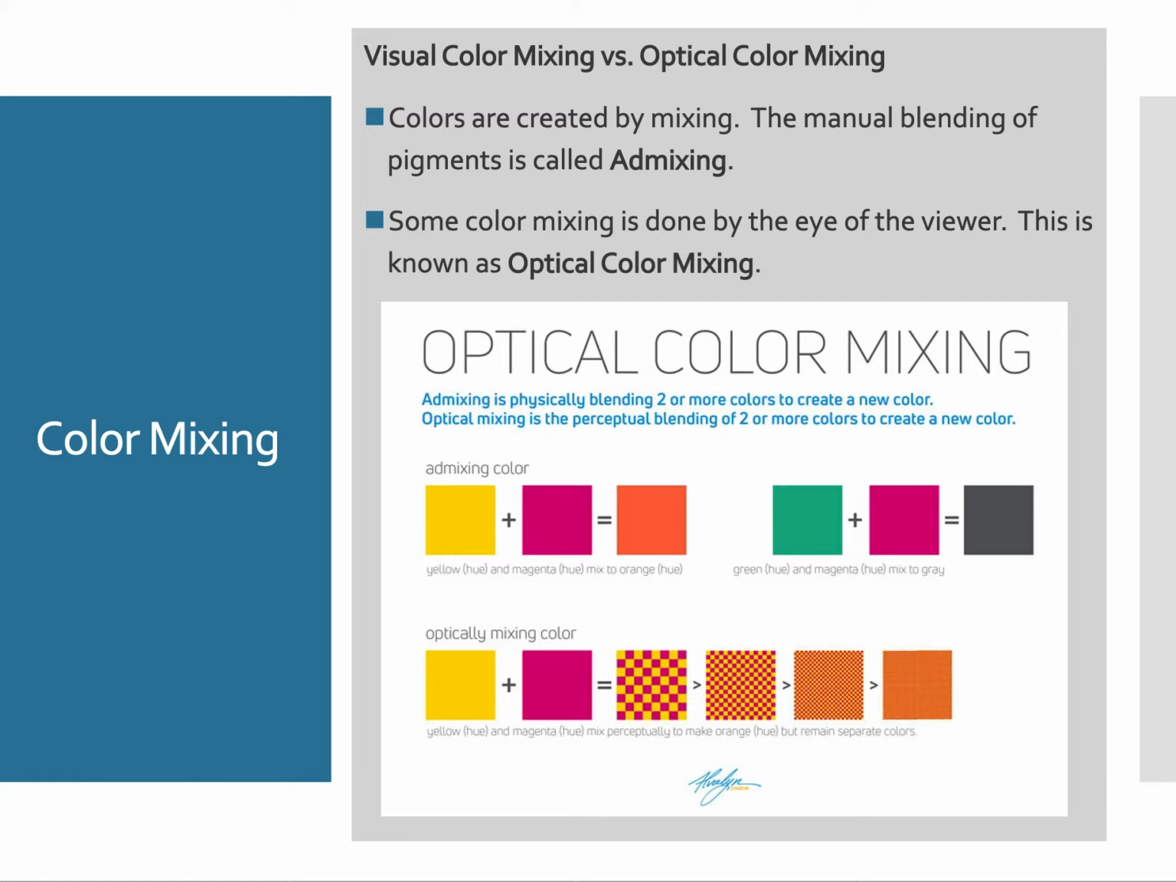However, some color is done by the eye of the viewer, and that is known as optical color mixing. So here's where this comes into application in our area. You've picked the brick for the house. Now you've got to pick a grout color, and that grout color will change the brick color. And that is optical color mixing.